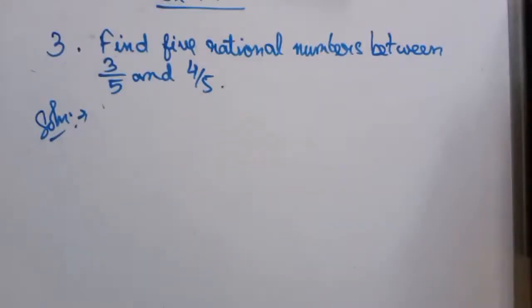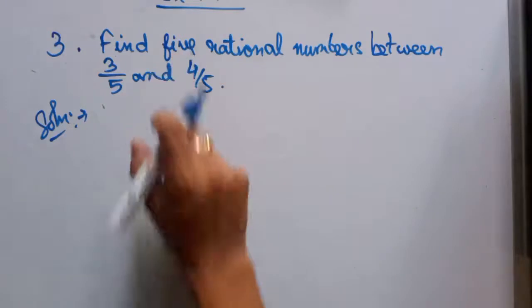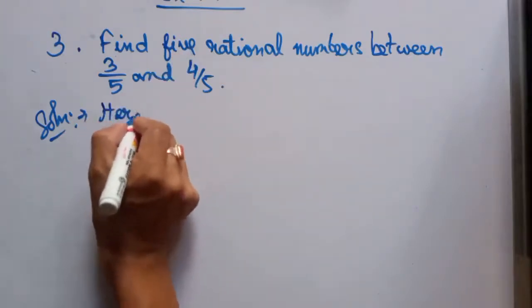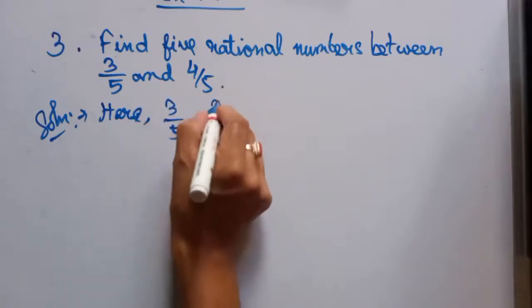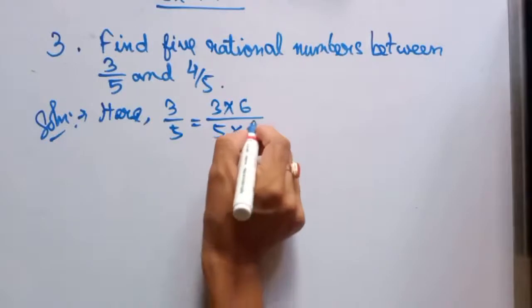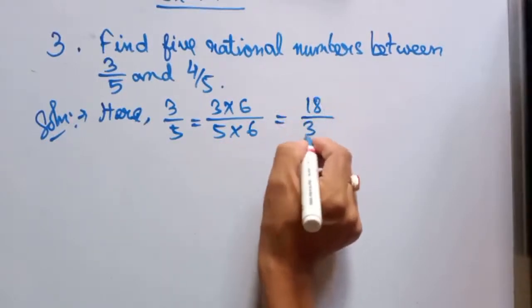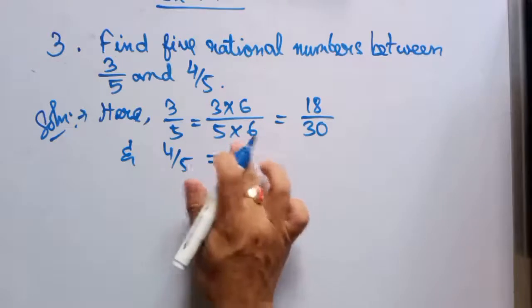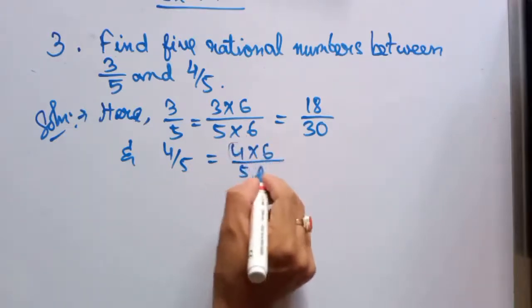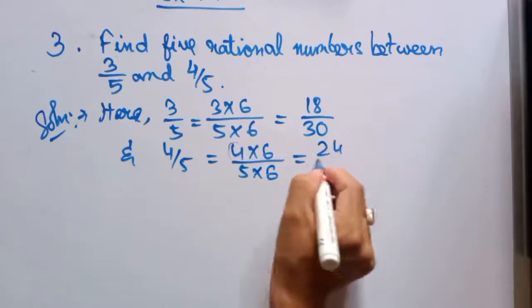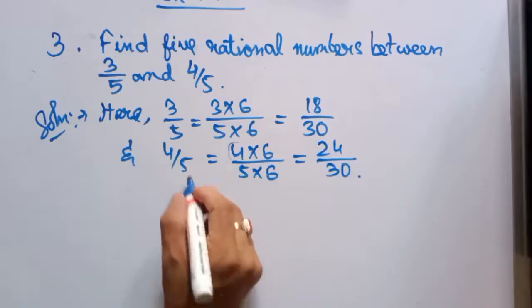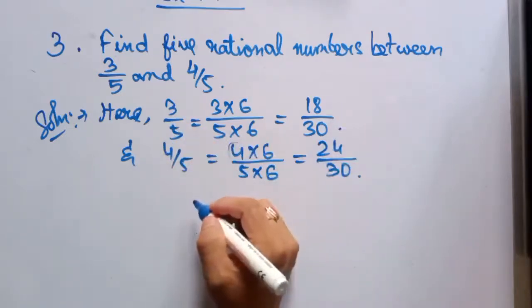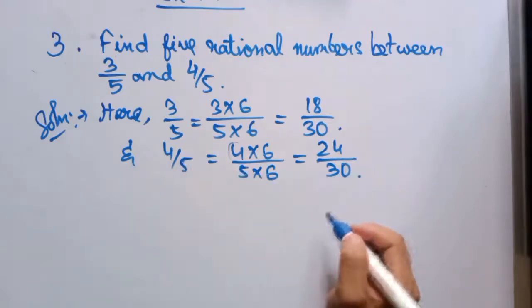Question number 3. Find 5 rational numbers between 3 by 5 and 4 by 5. Same here also, we have to multiply the numerator and denominator of both the numbers by 1 more than 5, that is by 6. So therefore 3 by 5 can be written as 3 into 6 by 5 into 6, which becomes 18 by 30. And the number 4 by 5 can be written as 4 into 6 by 5 into 6, which is 24 by 30.